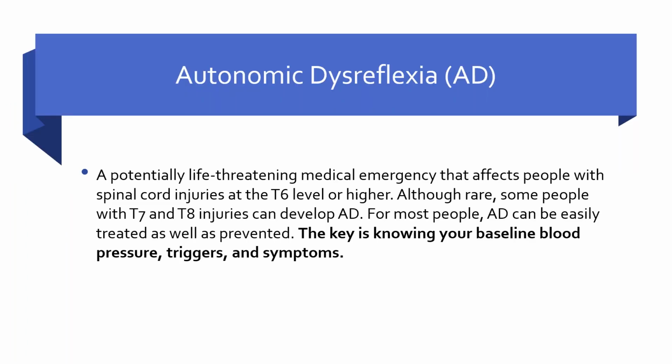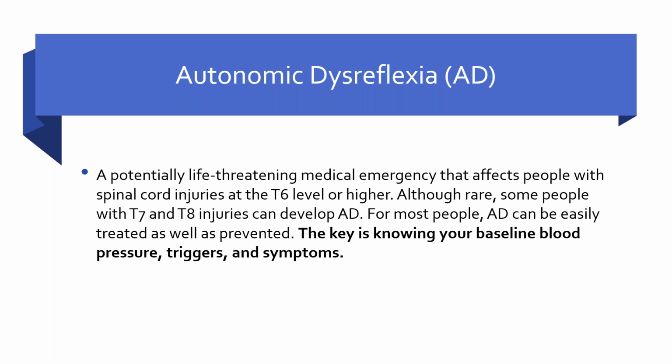One of the biggest things we have with us is autonomic dysreflexia. And with autonomic dysreflexia, make sure you know your body's response to a stimulation that might be painful or cause any irritation. So as you can see, it's a potentially life-threatening medical emergency that will affect any patient with a spinal cord injury T6 or higher. It's very rare, but there are some cases of a T7 to T8 actually developing AD, but for the most part it's T6 and above.